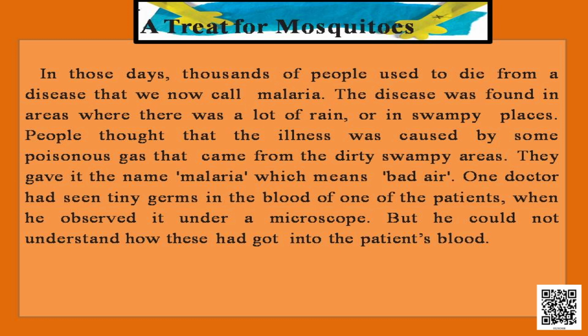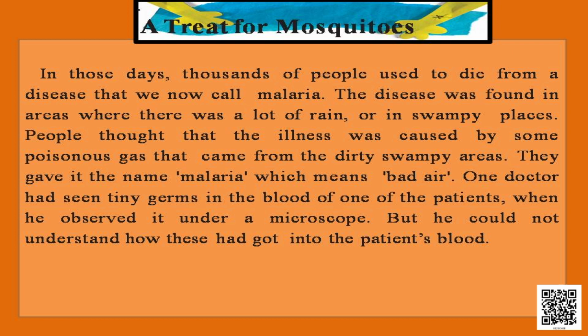People thought that the illness was caused by some poisonous gas that came from the dirty swampy areas. They gave it the name malaria, which means bad air. One doctor had seen tiny germs in the blood of one of the patients when he observed it under a microscope, but he could not understand how this had got into the patient's blood.